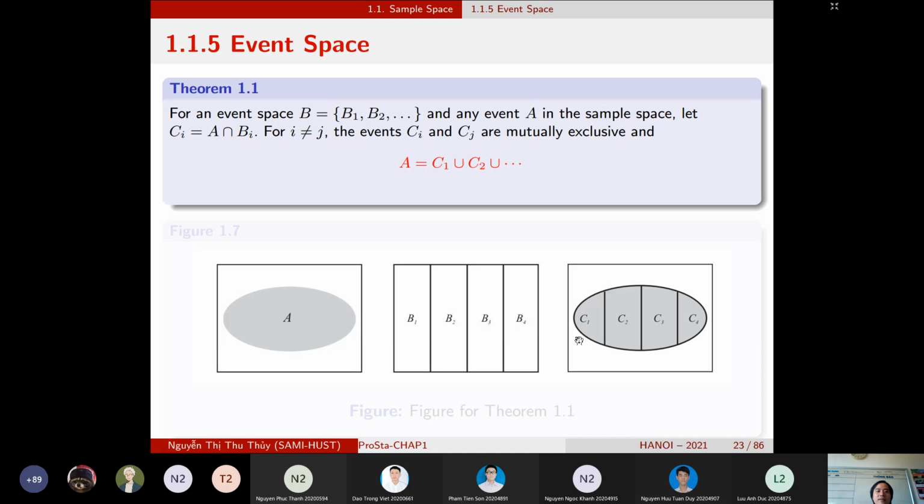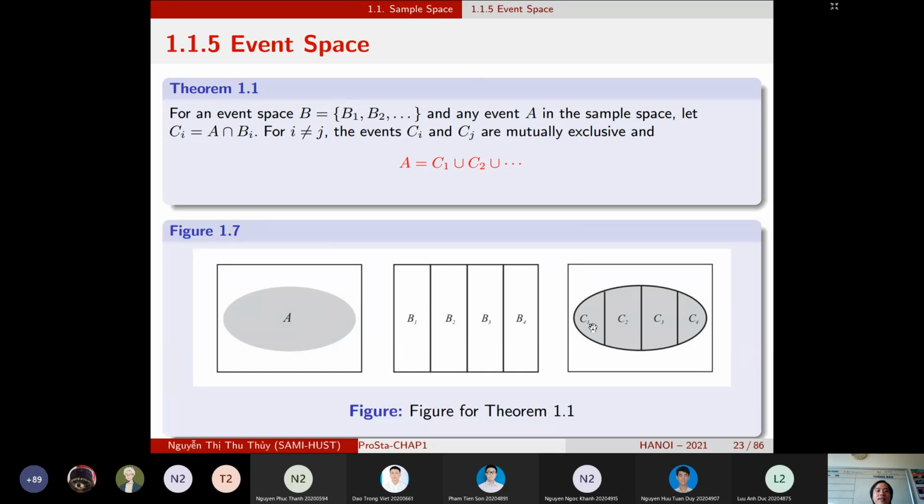And now we use some graphical illustration for event space, which we also call a partition. For example, we have sample space S here, and then we separate it into 4 parts. The first part is B1 and the fourth part is B4, and we call that a partition of a sample space. They are mutually exclusive and collectively exhaustive. That's a good way to show the event space.